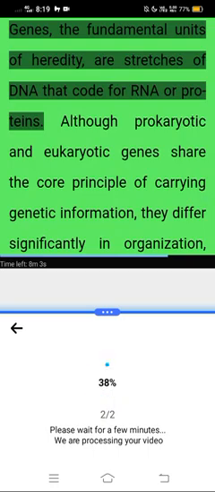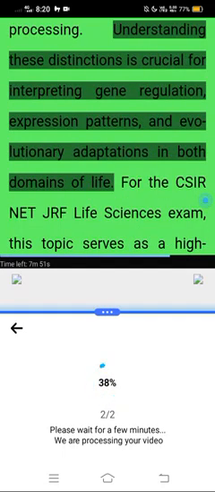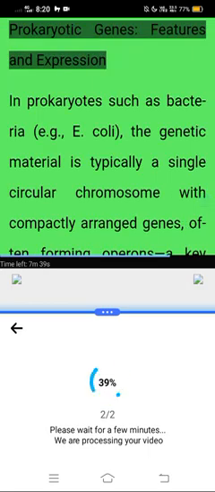Genes, the fundamental units of heredity, are stretches of DNA that code for RNA or proteins. Although prokaryotic and eukaryotic genes share the core principle of carrying genetic information, they differ significantly in organization, structure, transcriptional regulation, and post-transcriptional processing. Understanding these distinctions is crucial for interpreting gene regulation, expression patterns, and evolutionary adaptations in both domains of life. For the CSIR NET JRF Life Sciences exam, this topic serves as a high-yield area, especially in the context of molecular biology, genetics, and cell biology. Prokaryotic genes, features and expression.